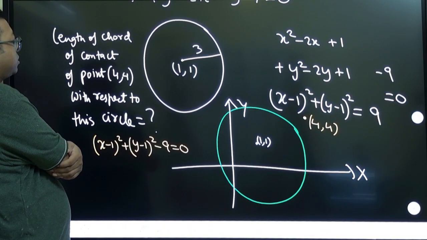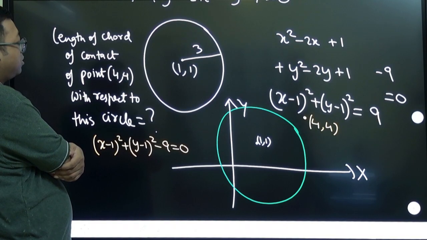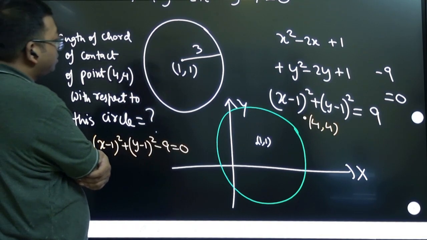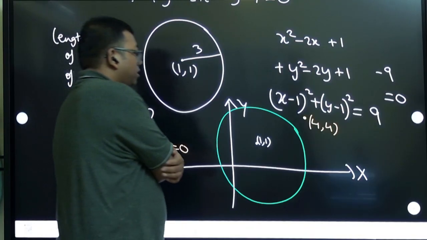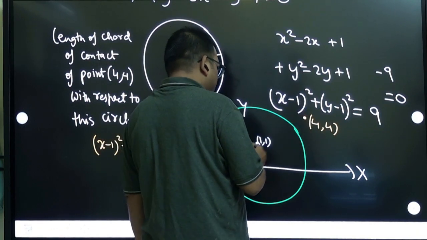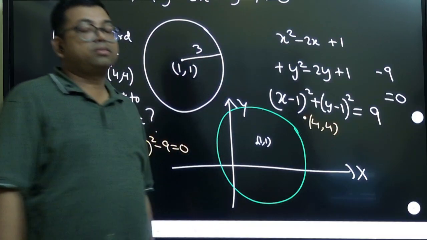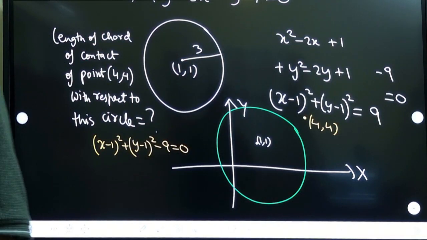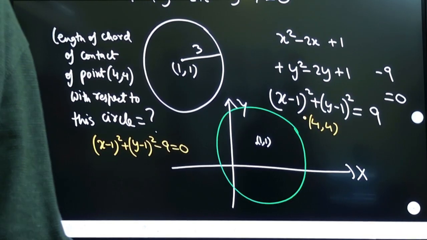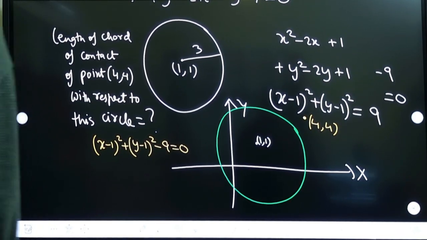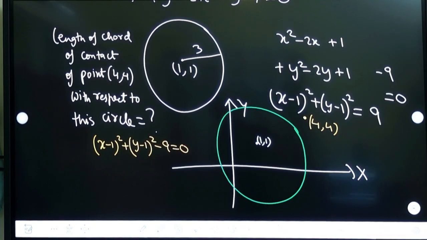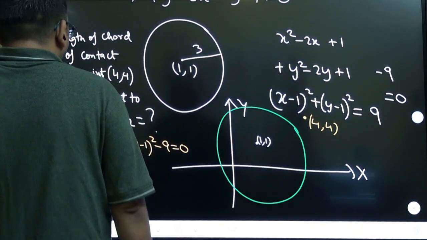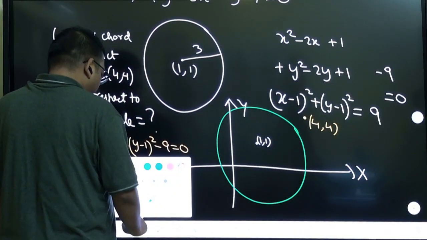Chord means what? Chord means it will be cutting somewhere. I think the question is not clear because we can join this line. What do you think? Okay, might be. You're correct. I don't know, but let us check that.